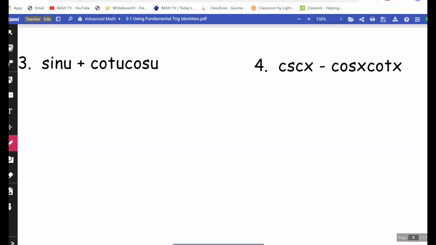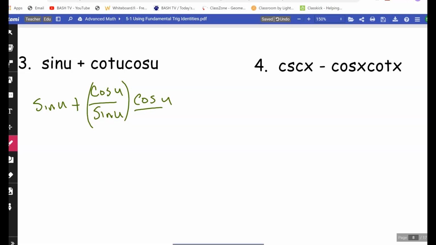For example, I have an identity that says cotangent is cosine over sine. Now, what good does that do? I don't know. Not everything is cosine, not everything is sine, but I do have cosines and sines. So we can maybe work some things out. All right, at least I've changed one of them. You don't have to change everything. So if you're stuck, at the very least, change everything in terms of sines and cosines.